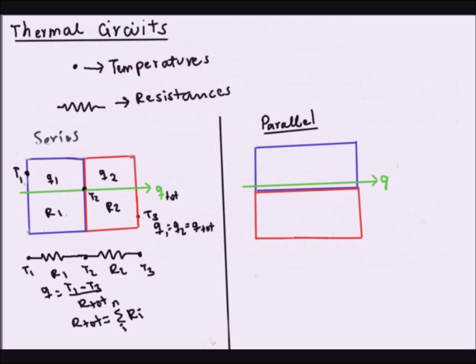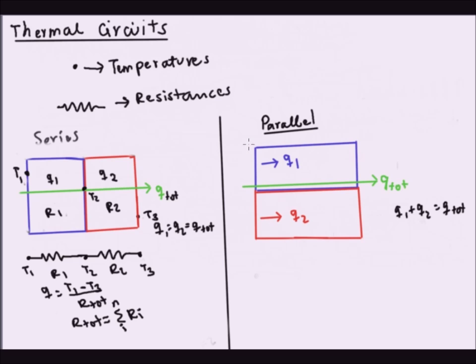So let me just draw it quickly. We can show the heat going through the bottom material as Q2, heat rate going through the top material as Q1, and the overall heat rate as Q total. So we said that Q1 plus Q2 equals Q total. Okay, I will go back to this in a second, but first let's find a way of portraying two resistances in parallel.